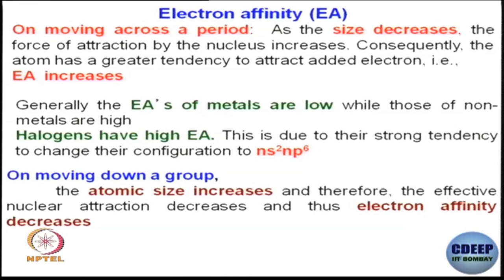So on moving down a group, well, size is very much increasing, right? It's becoming bigger and bigger from top to bottom. Sorry, if you are moving from top to the bottom in the periodic table, then size is going to be bigger. They cannot hold on to their own electron. They want to release the electron pretty easily. How come they will take up more electron from outside?